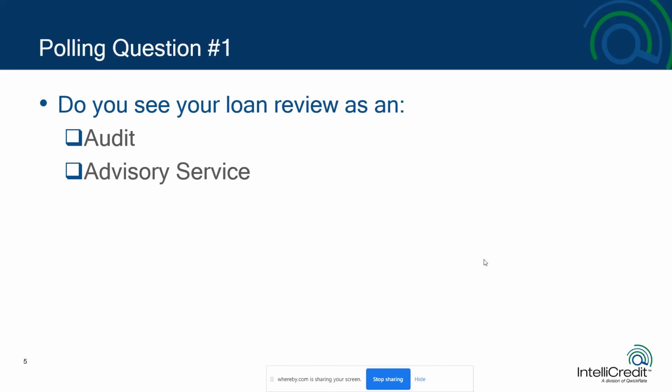So basically we got a bit of a split, but it's 60-40 that it's an advisory service. I do tend to agree with the majority on this, that sometimes people think of it as an audit, but from the pure accounting technology or definition of loan review, it does fall under advisory service. And I think that's a positive because, from a purely accounting perspective, it needs to be looked at as consultative and advisory as opposed to an audit. But again, I know preference, and a lot of times people use the generic term of audit in a more general way.